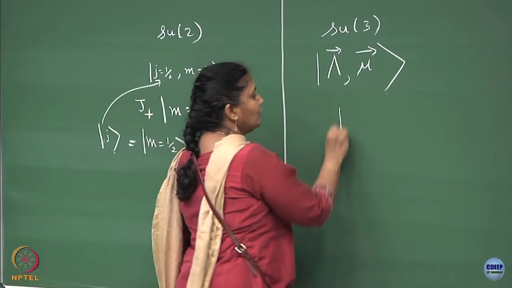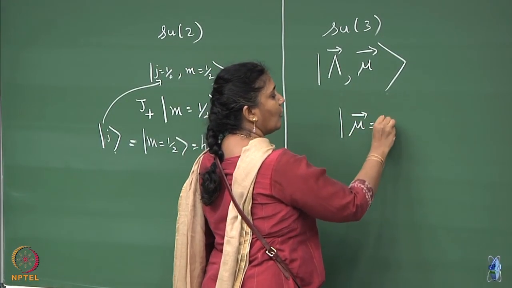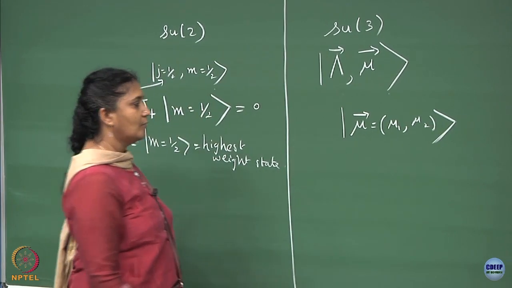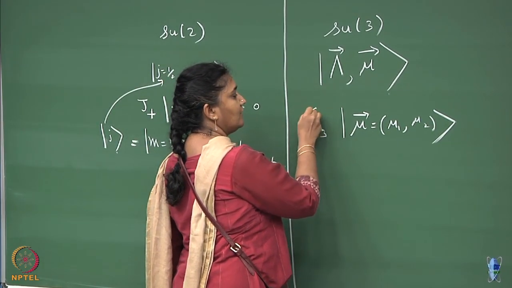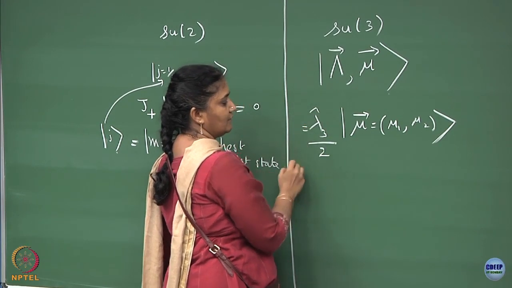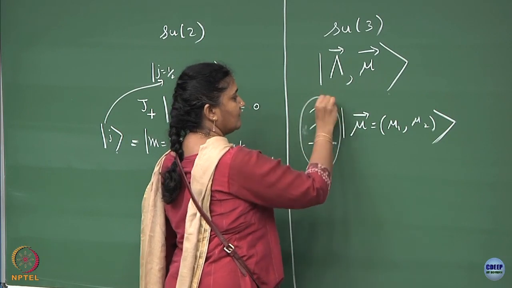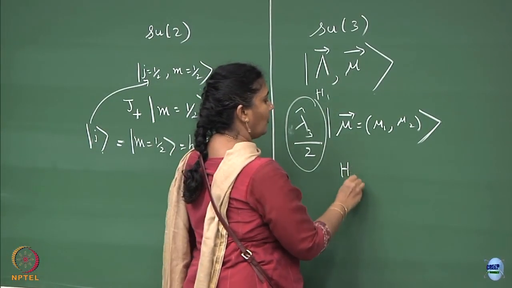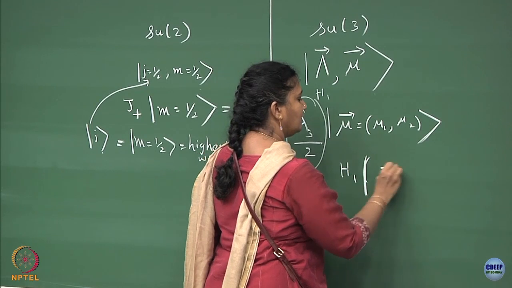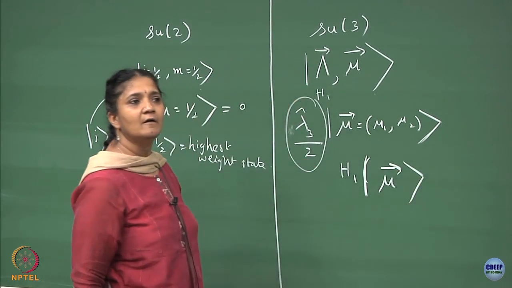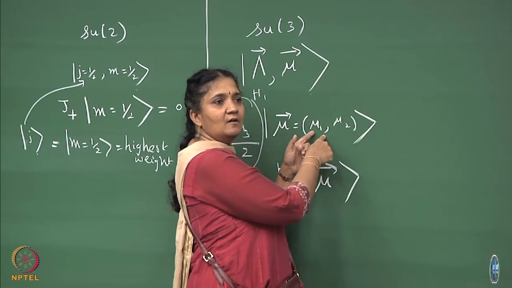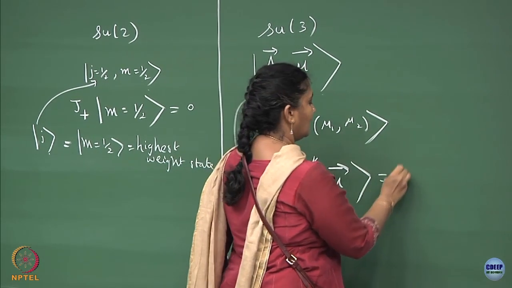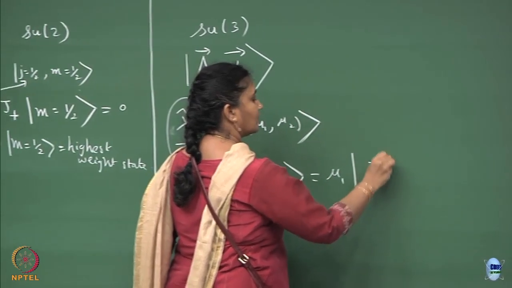Similarly here mu is important. Mu has component mu 1, mu 2, and you have the lambda 3 operator which is diagonal, which I have called H1. So, H1 if it operates on mu vector, what will it give me? It will pull out the first component of this mu vector as mu 1 times mu vector. Okay.